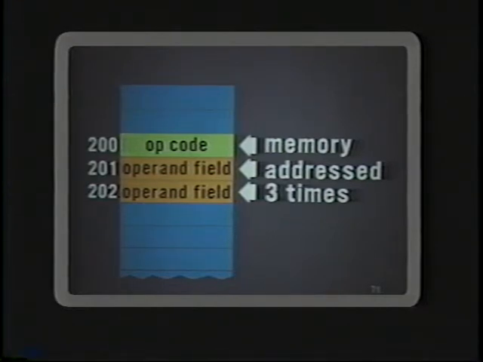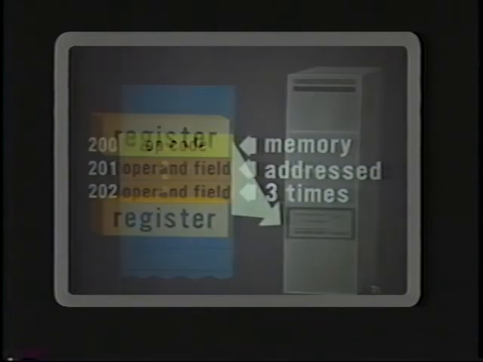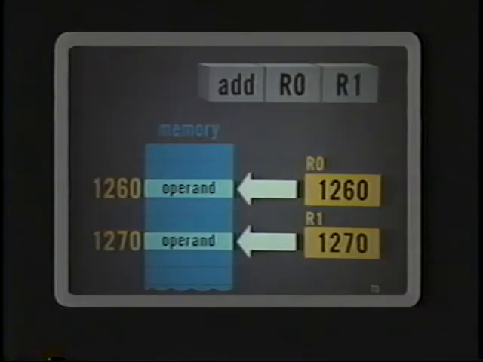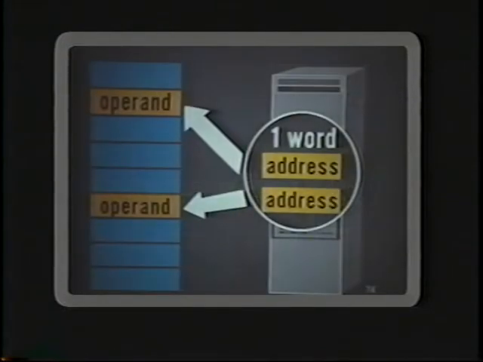Let's examine another possible solution to our addressing problem. In some computers, memory addresses are held in special locations in the central processor called registers. Let's see how these registers are used for addressing operands. Before the add instruction is executed, the operands must be retrieved from memory. The memory addresses of the 2 operands are held in registers R0 and R1, so that the registers point to the memory locations containing the operands. Thus, operands stored in memory can be addressed using registers that are part of the central processor.